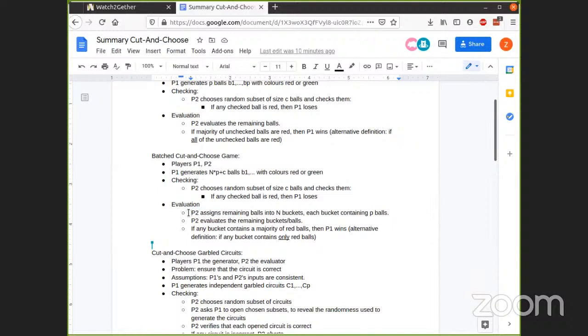P2 assigns the remaining balls into n buckets, so that each bucket contains p balls. That is, P2 assigns all of the circuits into n different buckets, and then evaluates the remaining buckets. So each bucket is a circuit with its inputs and outputs. And if any of the buckets contain a majority of red balls, or if any bucket contains only red balls, then player one would win.